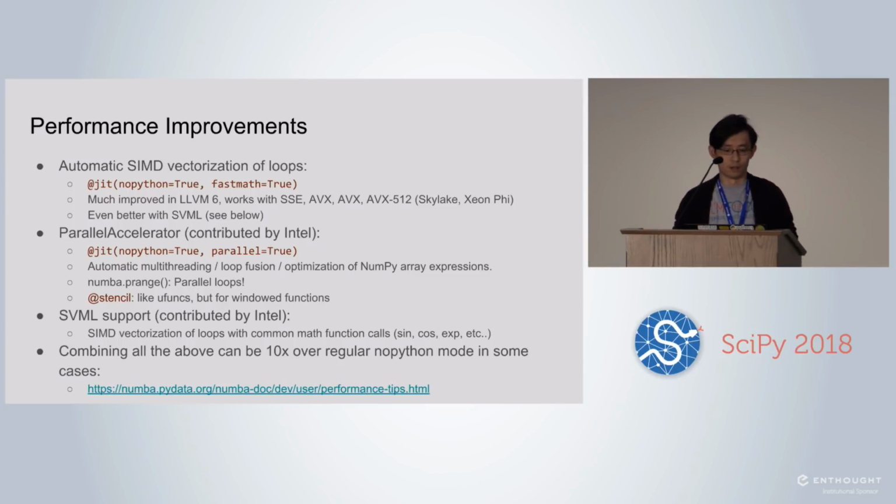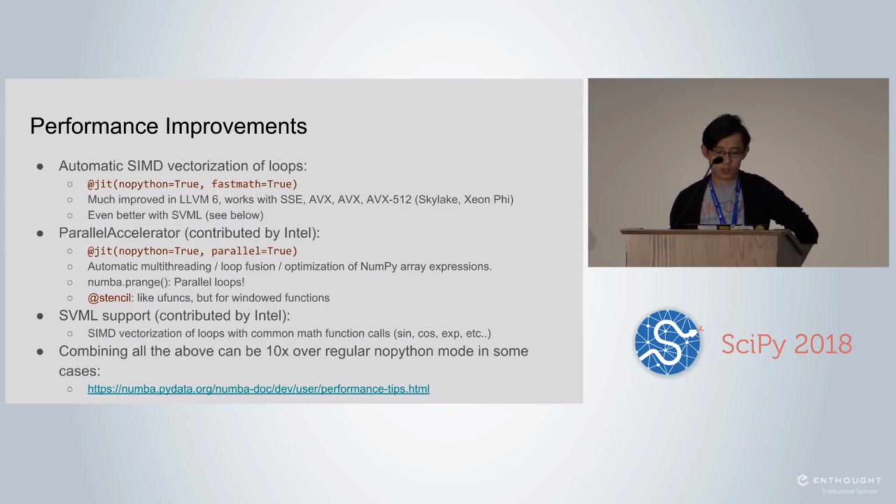Parallel accelerator. This is contributed by Intel. I believe last year they already talked about this. But if you set parallel=True, it's kind of like OpenMP for Python. So if you swap your for i in range with for i in numba.prange, it turns your loop body into a parallel execution on multiple threads. It's all automatic. And there are more, like loop fusion and array optimization, that kick in. So it's really fun. There's also a stencil API if you write a lot of windowed functions.